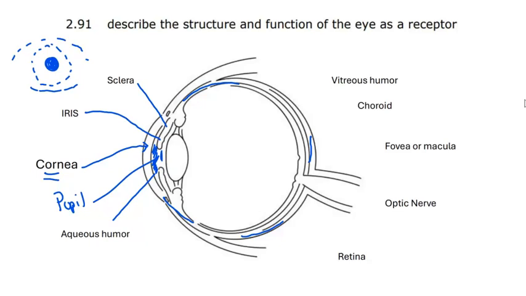After the aqueous humor, light passes through the pupil and then it encounters the lens, and the job of the lens is to focus light onto a specialized set of receptors here, which are called the fovea, or the macula is another name for them. There you will find cone cells responsible for color vision.